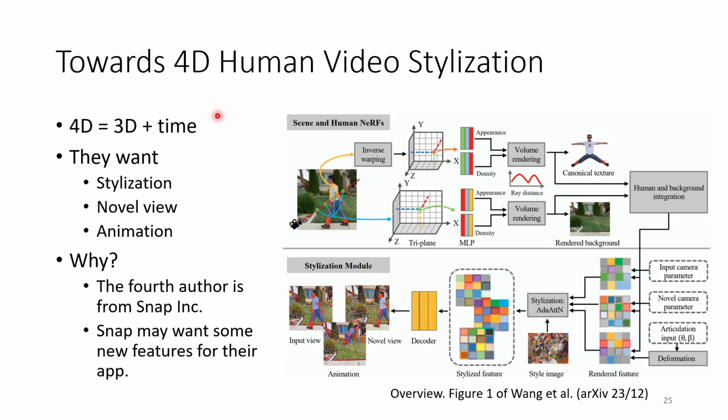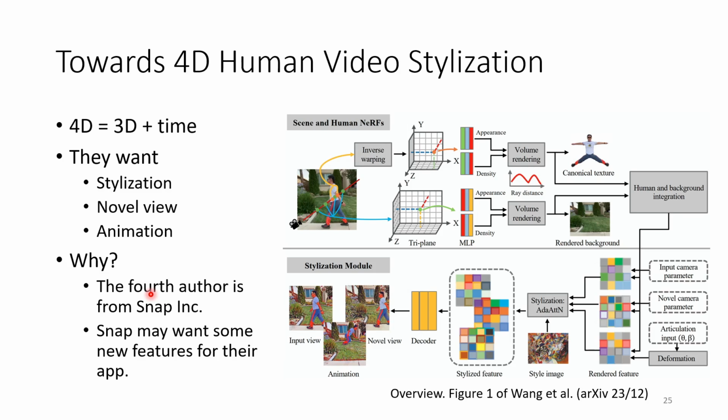When I read the paper, I found the fourth author is from Snap Inc. So what is Snap? Do you know Snap? Okay, most of you know. Its main product is its app. I should say it's a media app or an instant message app. And it is very popular among teenagers.